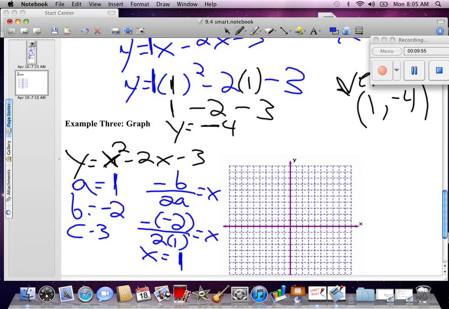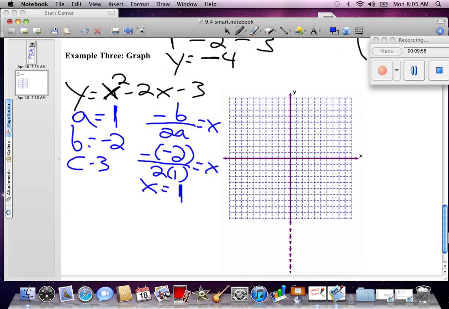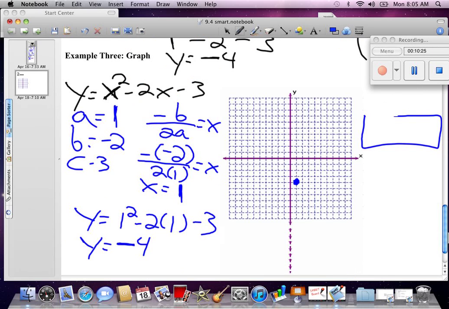Okay. I plug that 1 back into my equation to get the y. y equals 1 squared minus 2 times 1 minus 3. So I get y equals negative 4. So my vertex, I go over x 1, down 1, 2, 3, 4. That's my vertex. Now I'm going to make a table where I plug in x's and y's.